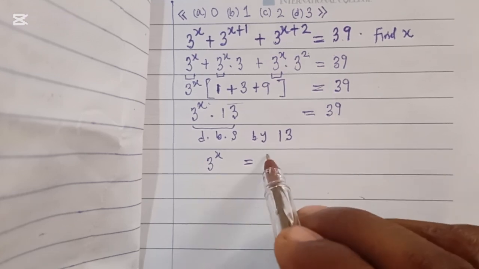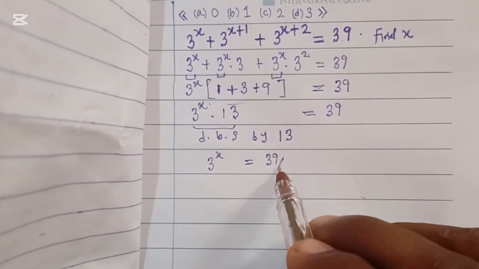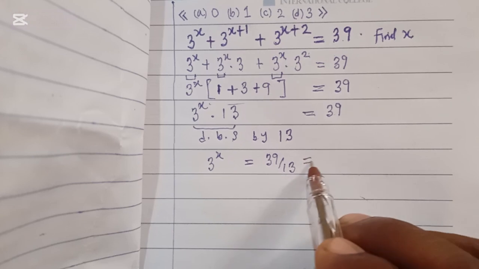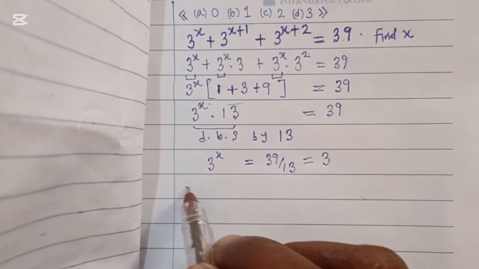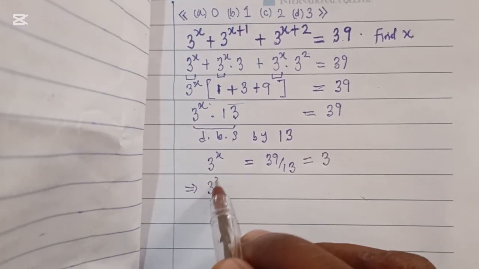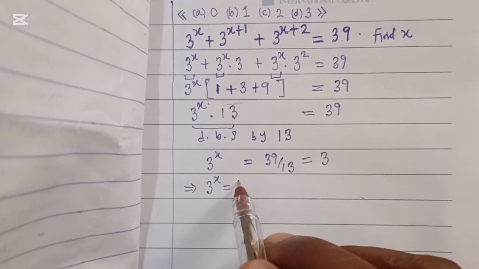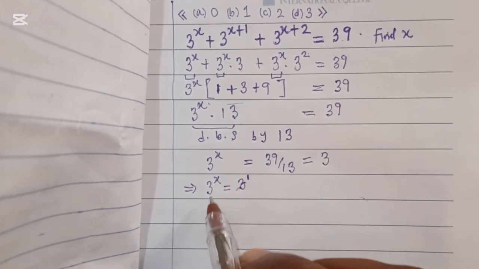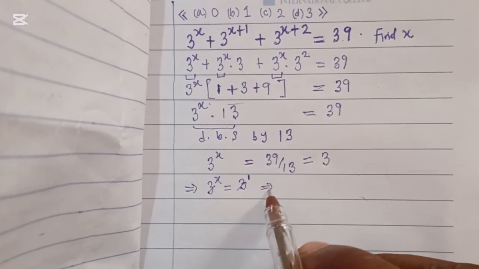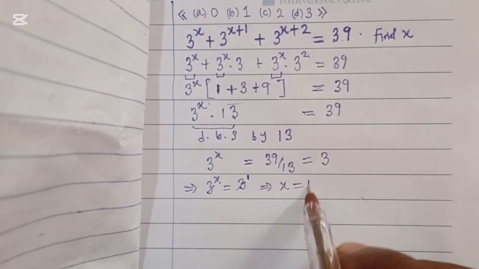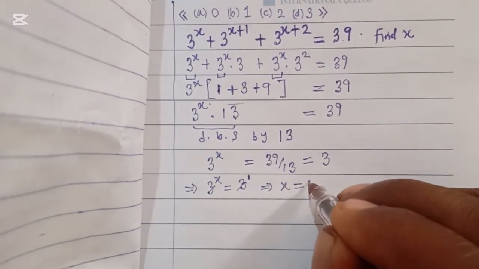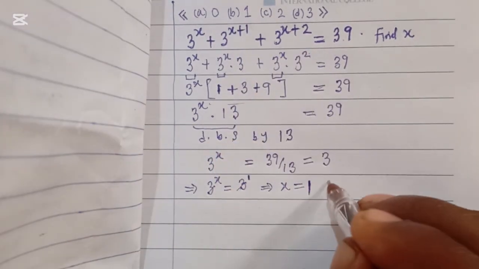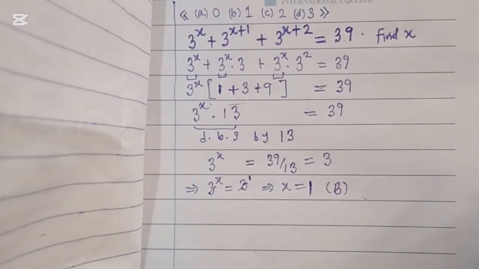When you divide 39 by 13, I'm sure you're going to get 3. So at the end of the day, we have 3 to the power of x is equal to 3, which is 3 to the power of 1. So when you cancel out the base, you realize that x is equal to 1, right? x is equal to 1. So the answer to this question in reality is B. I hope you got that correctly.